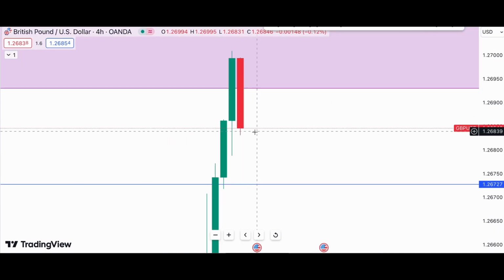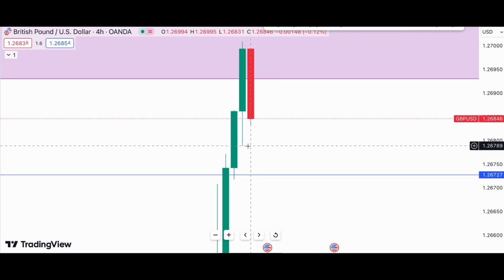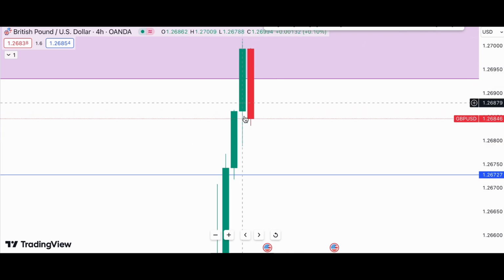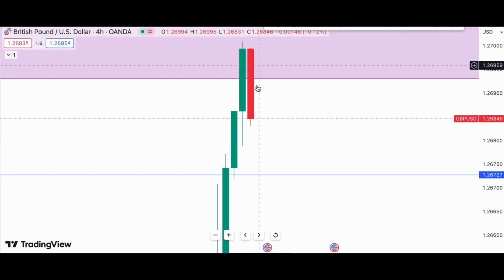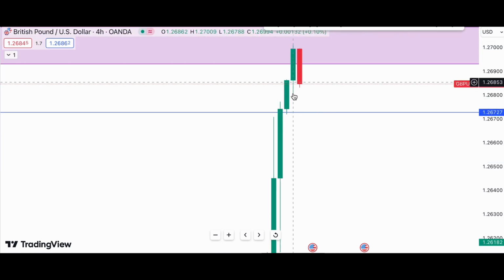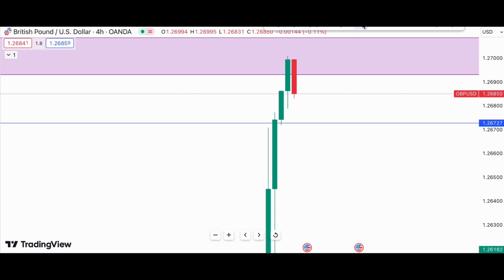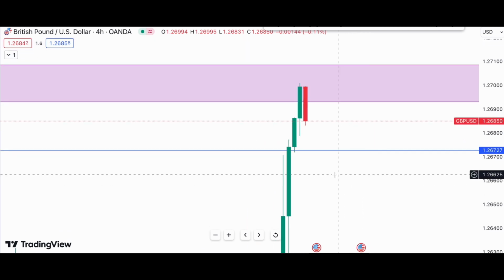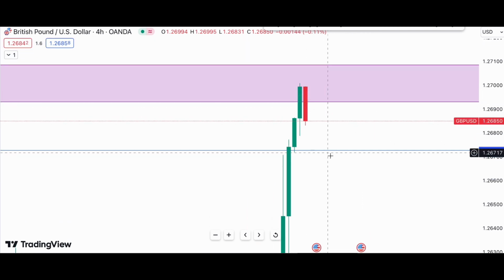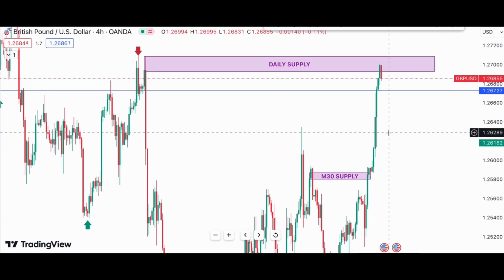If the H4 current candle can close below this level, the previous candle's low, then this is quite a powerful reversal signal from the H4. If the current candle closes perfectly, then we can try to look for a sell again when the price goes back into the zone. But of course the risk is slightly higher.